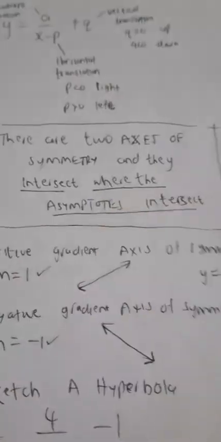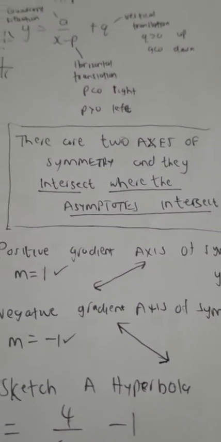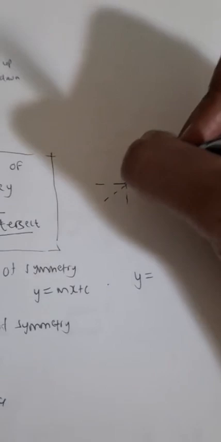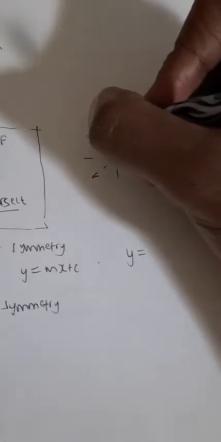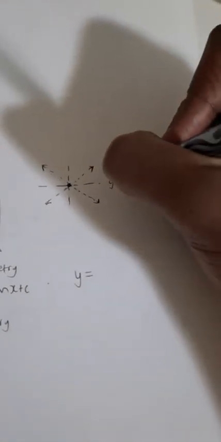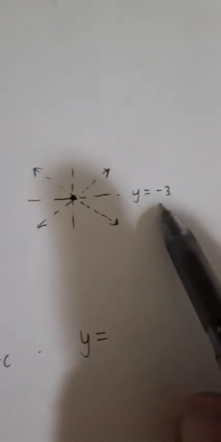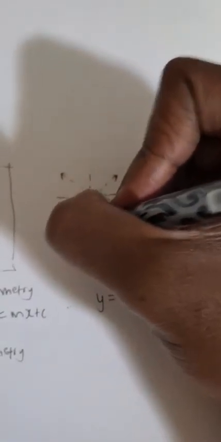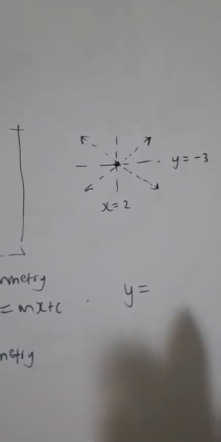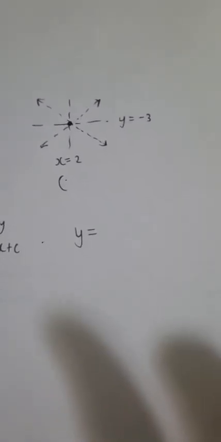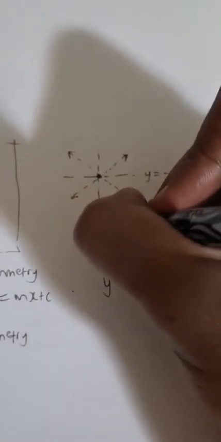So in order to get the value of c, what can you do? Remember, you are going to have the horizontal asymptote and the vertical asymptote. Where those two asymptotes intersect, that is where the positive gradient axis of symmetry and the negative gradient axis of symmetry pass through. So let's say for argument's sake the horizontal asymptote is y = -3, and the vertical asymptote is x = 2. Then you can write the point where these two lines intersect. So x will be 2, y will be -3.